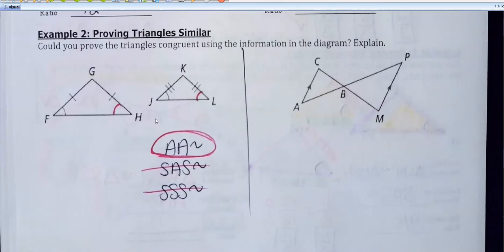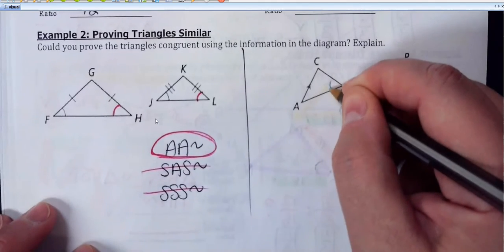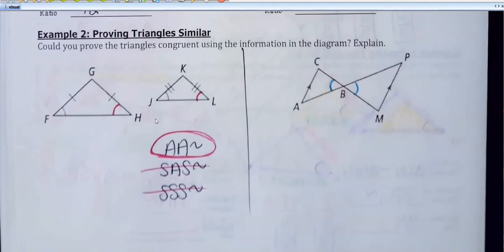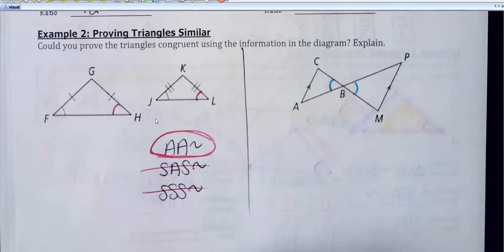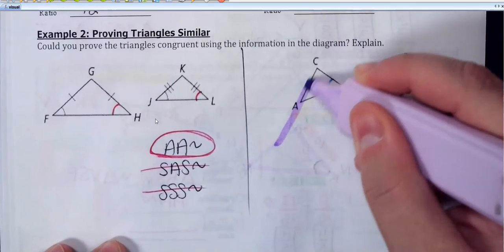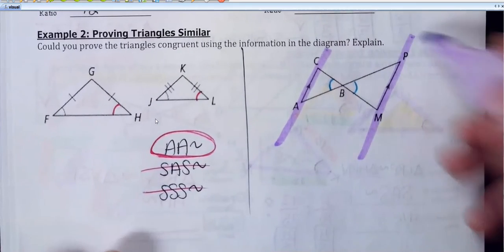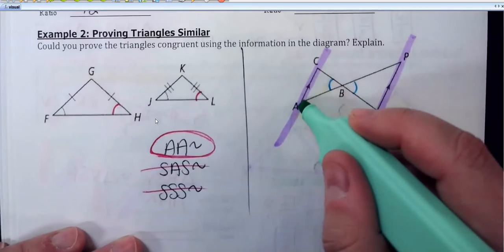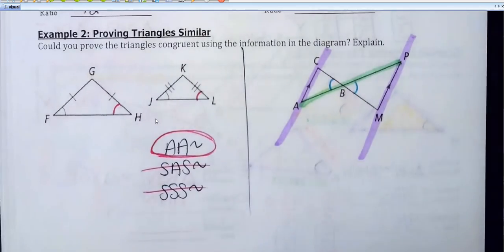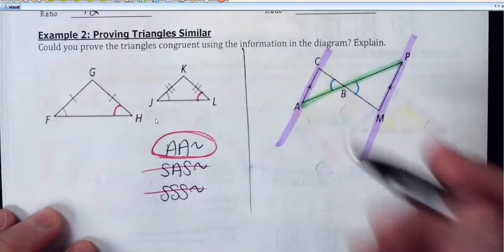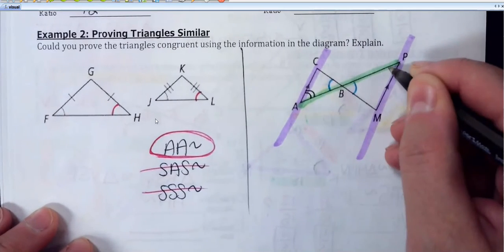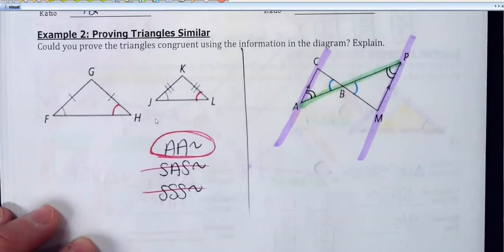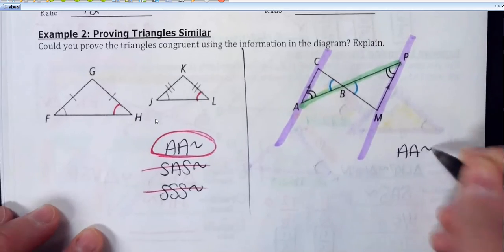Okay, now I got one more. If I see a picture like this, I would automatically mark vertical angles right there. Now I don't have any sides marked here, but I do have these 2 sides marked as being parallel with that little extra arrow there. There's 2 different ways you could do this. If I used AP as my transversal between the 2 parallel lines, I would argue angle A and angle P are alternate interior angles. Right then and there, that's enough for angle similarity.